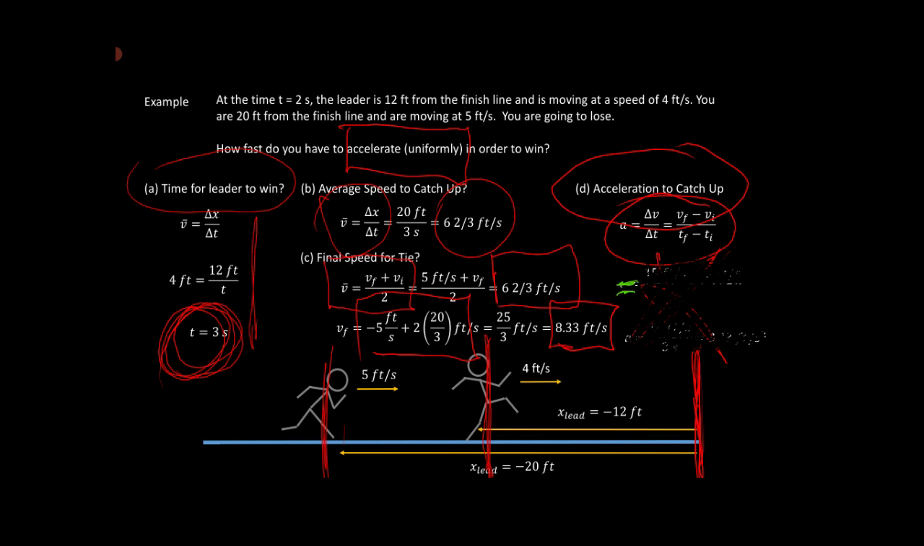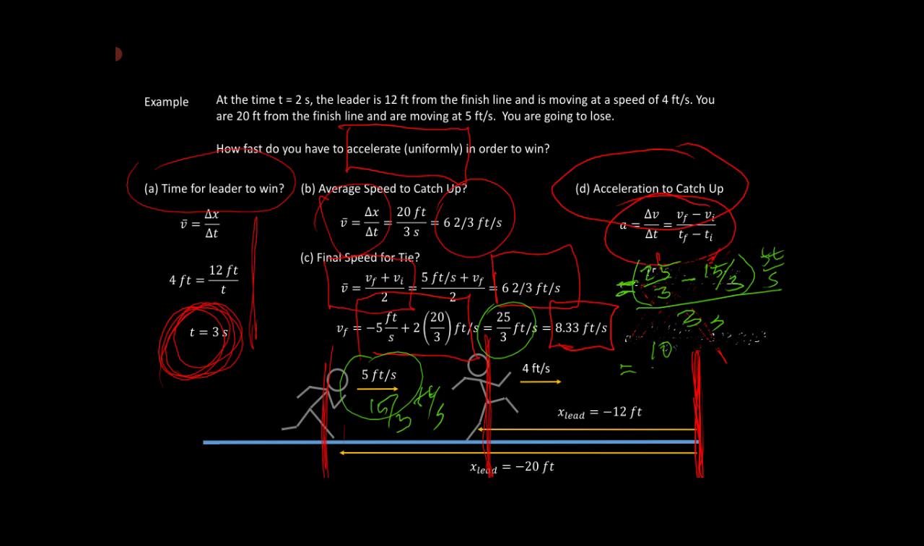So here we need Vf, which is 25 thirds feet per second minus your initial speed, which is 15 thirds feet per second. We're doing that in 3 seconds. So 25 minus 15 is 10. 3 times 3 is 9. So that's feet per second squared, right? Which is 1.11 feet per second squared.